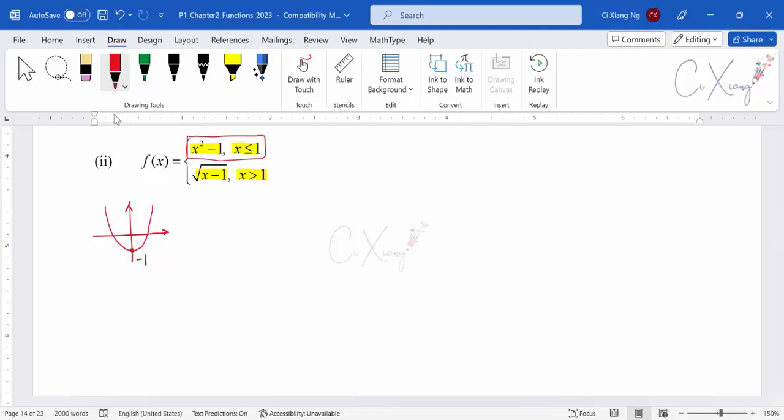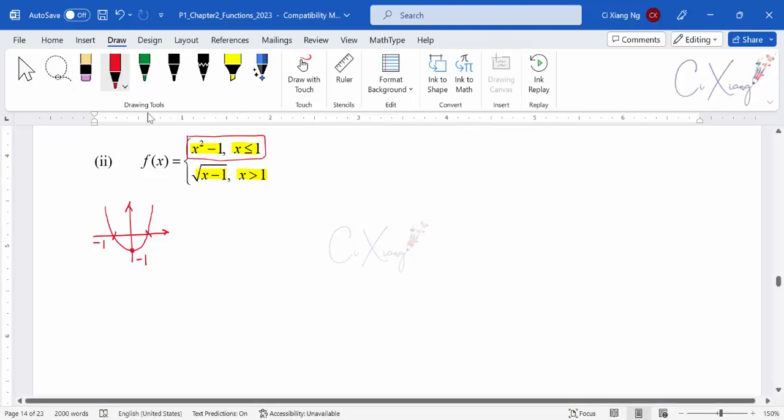If possible, I will want to find out the x-intercept as well. If I let y equals to 0, x squared minus 1 equals to 0. So from here, you know that your x-intercept is plus minus 1. So when I label my graph, I will know that my x-intercept is plus minus 1.